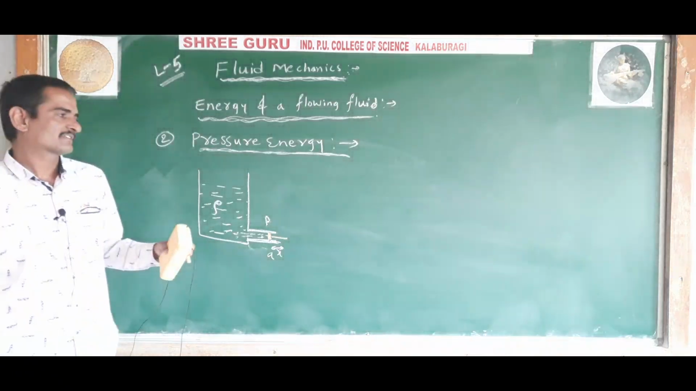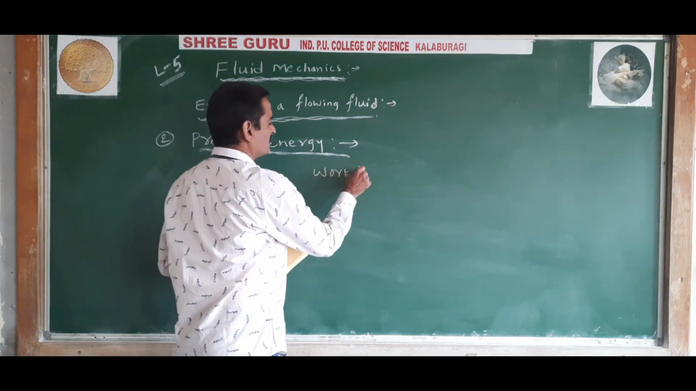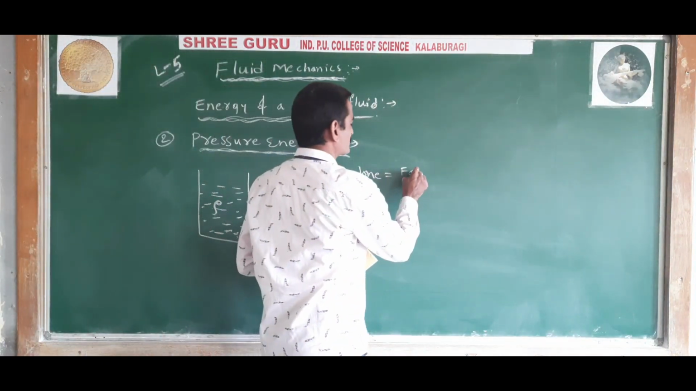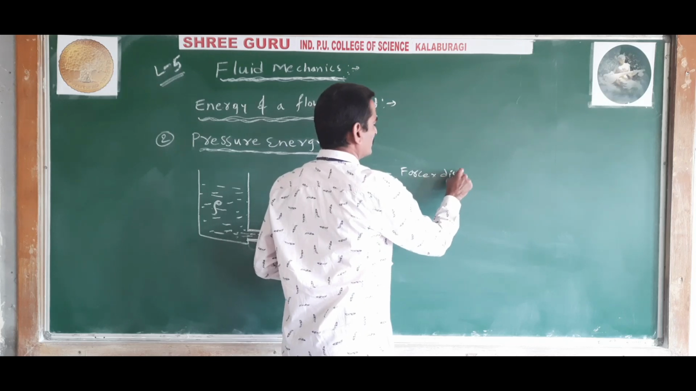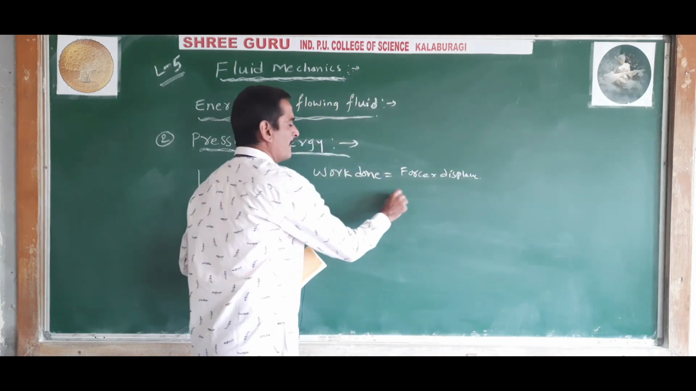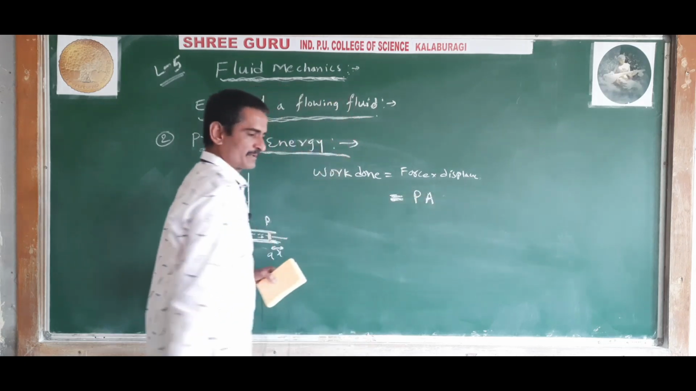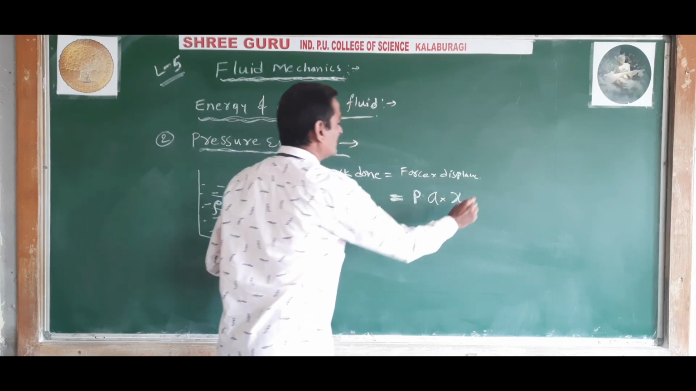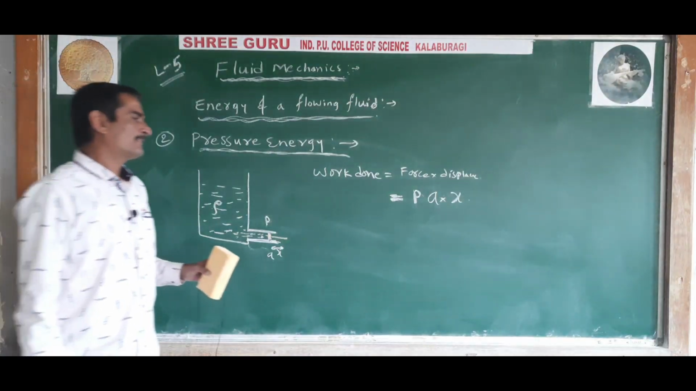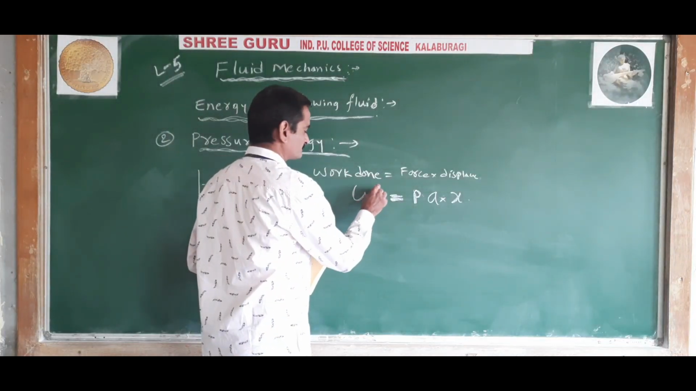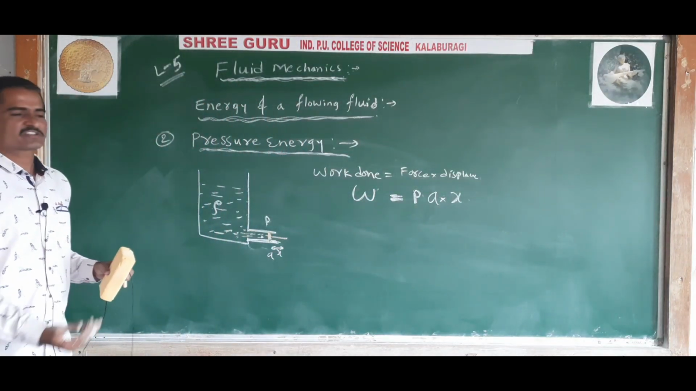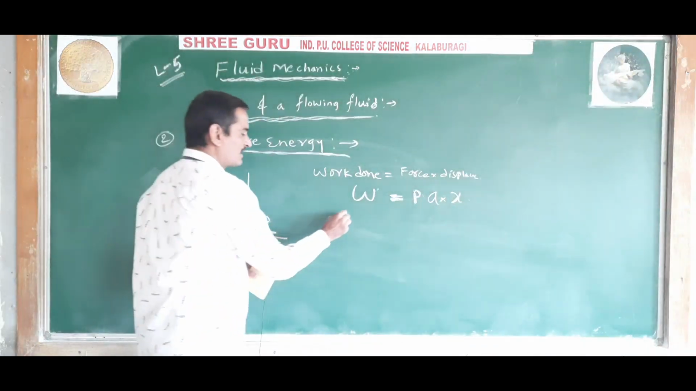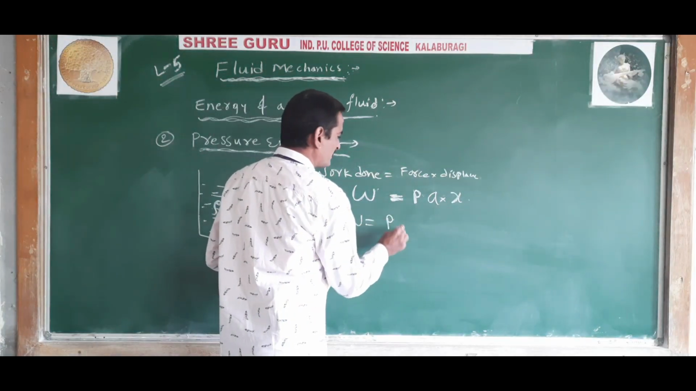Then work done in moving the piston is given by force into displacement. The force is nothing but pressure into cross sectional area, and the distance moved is x. So the work done is P A x, and this work done is stored as the pressure energy. So W is equal to P into A into x.